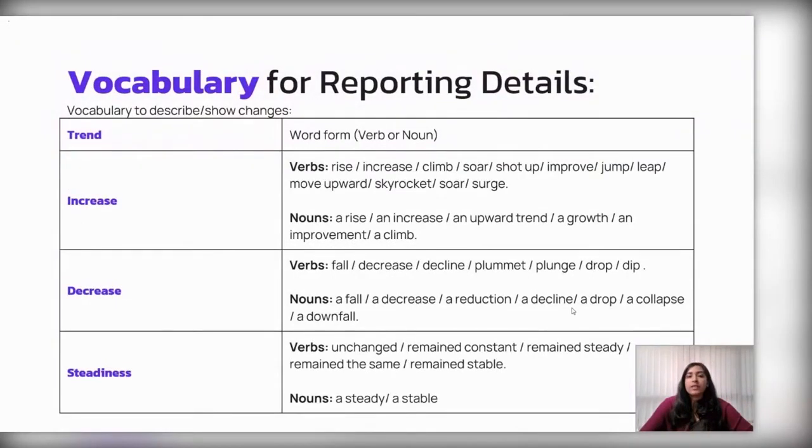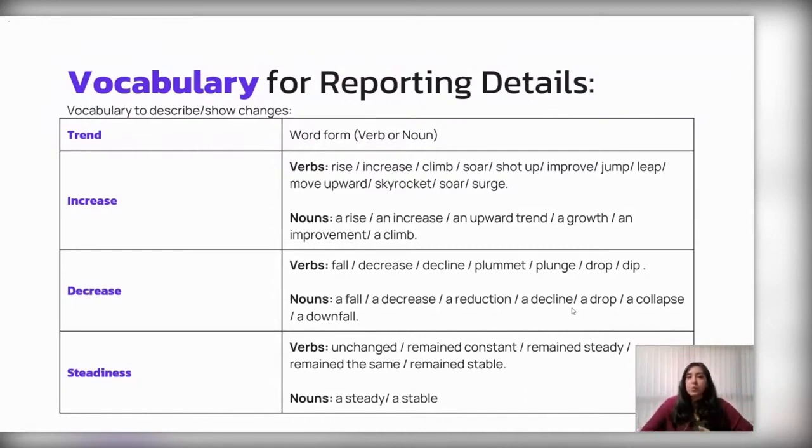Okay, so when you're reporting details, in these two paragraphs that you have after your introduction and overview, you're going on to reporting details. So here's some vocab that you can use if you're trying to describe or show changes. A lot of the time it's very evident that in the graphs or charts you will have something that you have to describe to show the change. As we saw in the example, it was between a year duration, right? If you see that something is increasing, decreasing, or staying steady, that's called the trend.